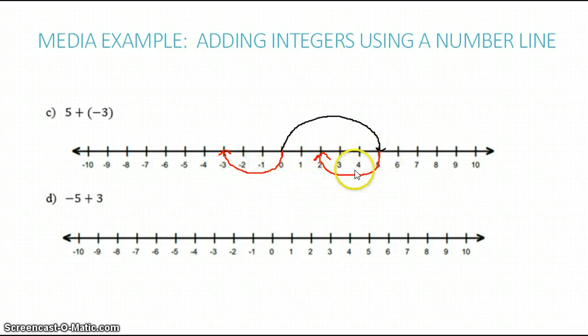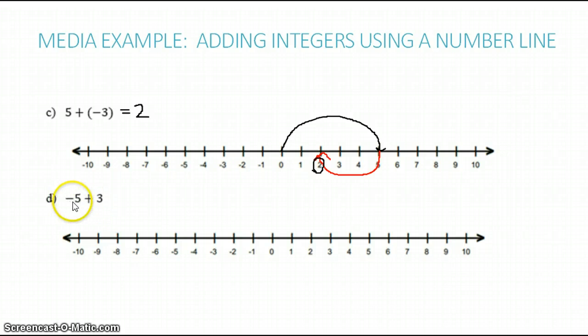So notice how these are representing the same quantity, just at different starting points. I'm going to erase this one because it's not part of our problem. And our result is 2. So 5 plus negative 3 equals 2. And that's the final place we land.